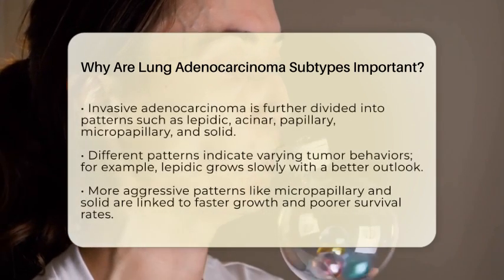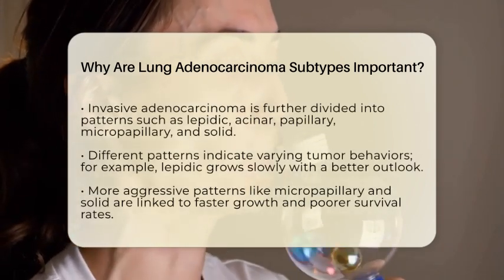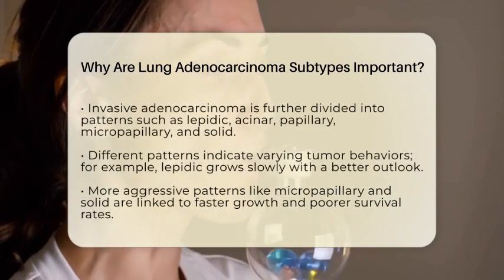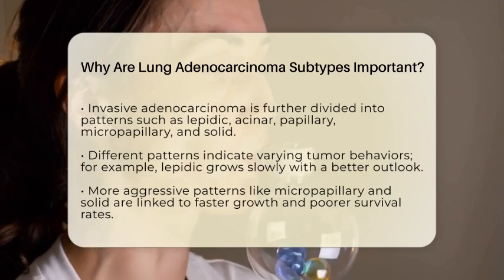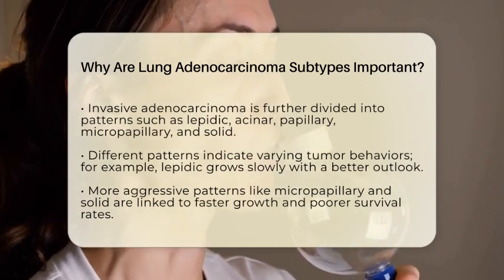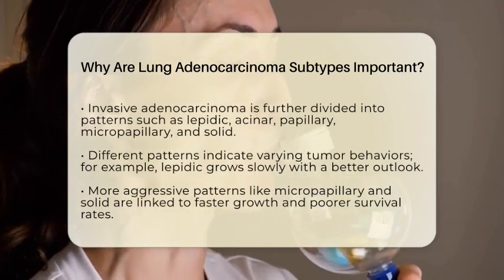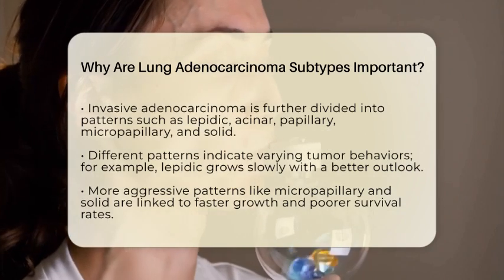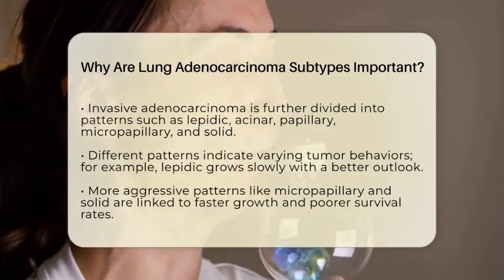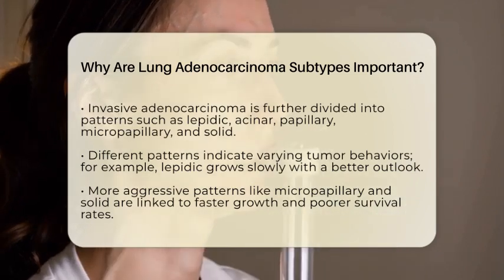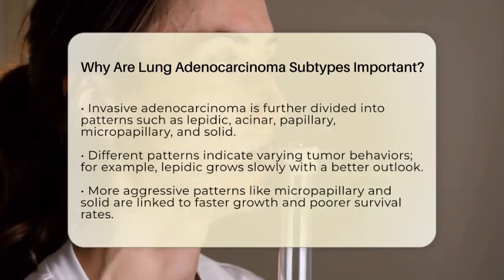For example, tumors with a lepidic pattern tend to grow slowly and have a better outlook, while micropapillary and solid patterns are more aggressive and linked to worse survival rates. Knowing the subtype helps doctors predict how the disease might progress. For instance, if a tumor has a lepidic pattern, the prognosis is usually very good, and less aggressive treatment might be enough. But if the tumor shows micropapillary or solid patterns, it might need more intensive treatment because it can grow and spread faster. This information helps in planning the best approach for each patient.